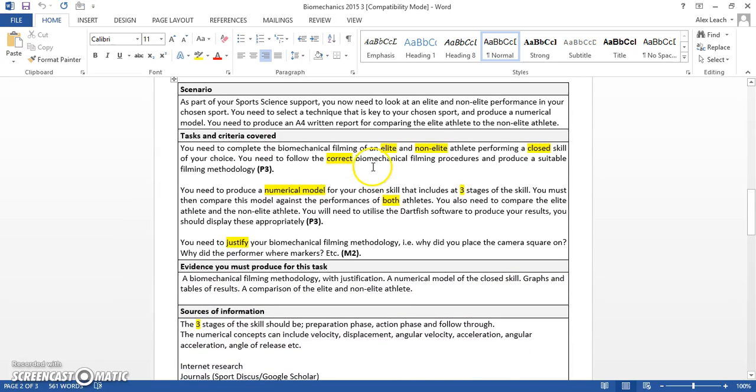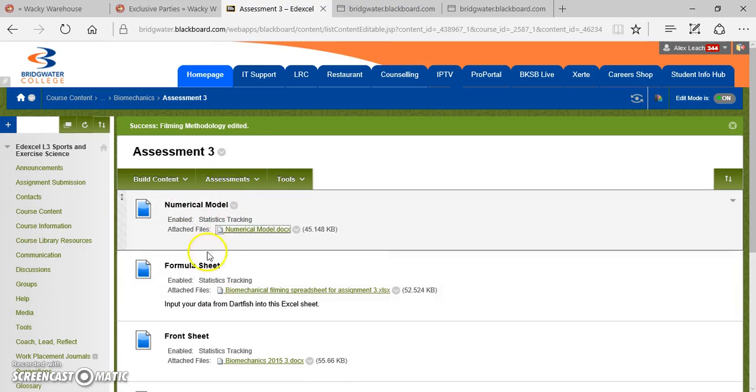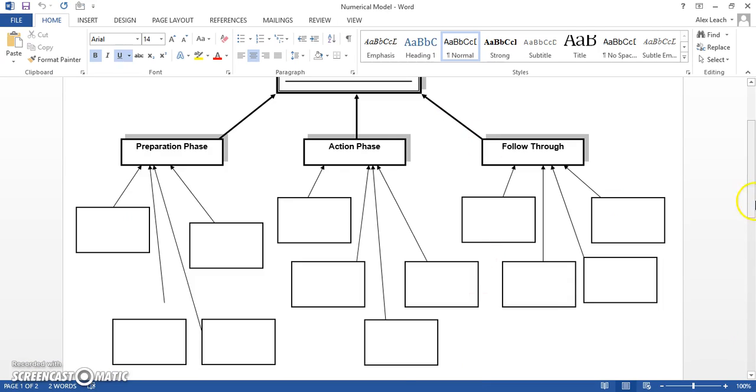You need to complete biomechanical filming. You've done that, closed skill. So what we're going to do first of all is make the numerical model. On the Blackboard site, the numerical model is by here, download it. Most of you should have completed this by now, but this is what it looks like.